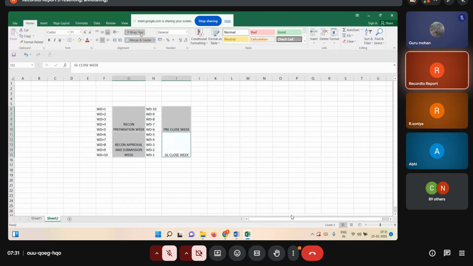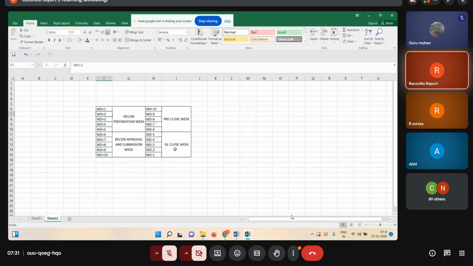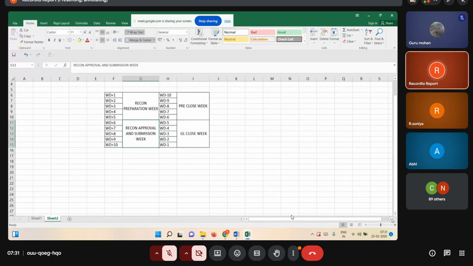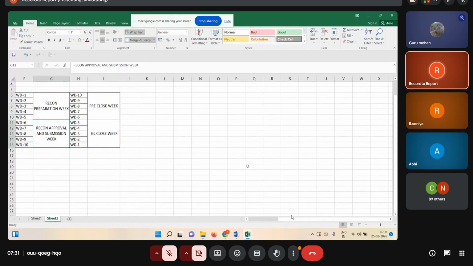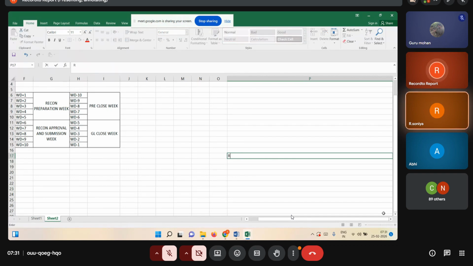Let's understand, guys. The first week is the recon preparation week, then the recon approval and submission week, then the pre-close week and the GL close week. Let's understand each and every week with a detailed explanation, guys. What type of week is the first week in a month? Recon preparation week.